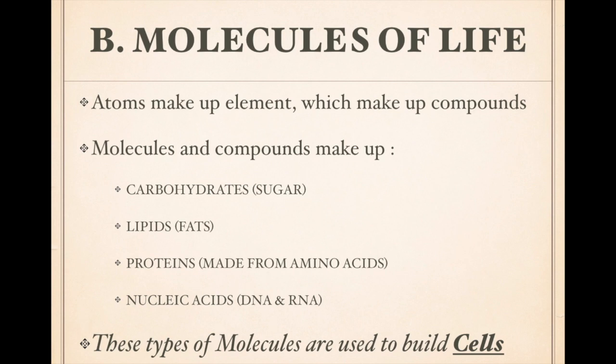Some molecules and compounds that you need to know would be carbohydrates. An example of a carbohydrate is sugar. Lipids, you need to know the word lipid. Lipid means fat, so a common name for lipid would be a fat. Proteins are made up of amino acids. And the last one, nucleic acids, is another name for DNA or RNA. So DNA and RNA are examples of nucleic acids. All of these things are used to build cells.